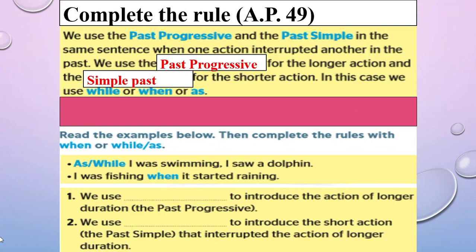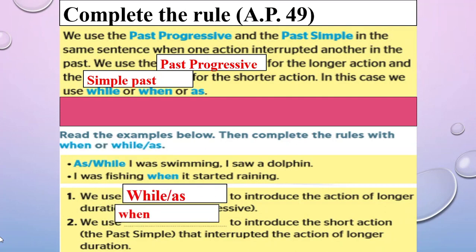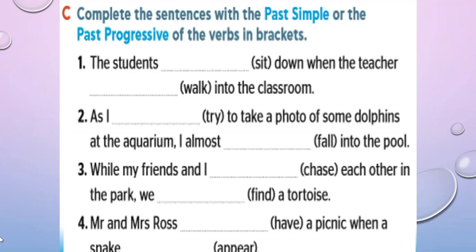While or as I was swimming, I saw a shark. Yes, while or as I was swimming, I saw a shark. I was fishing when it started raining. So we use while or as to introduce the action of longer duration, the past progressive one. But we use, yes, think for a few seconds. Yes, we use when to introduce the shorter action, the simple past that interrupted the action of longer duration.